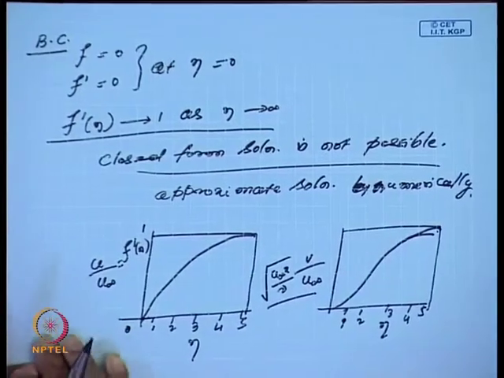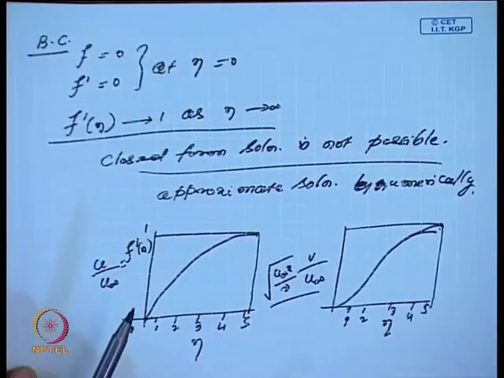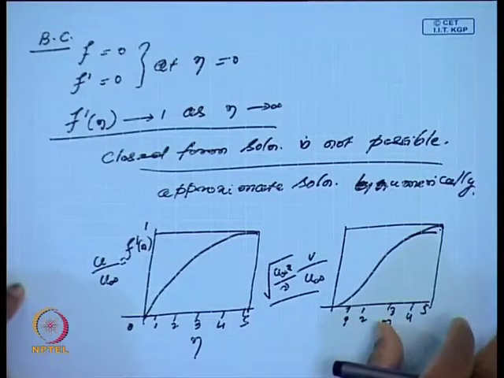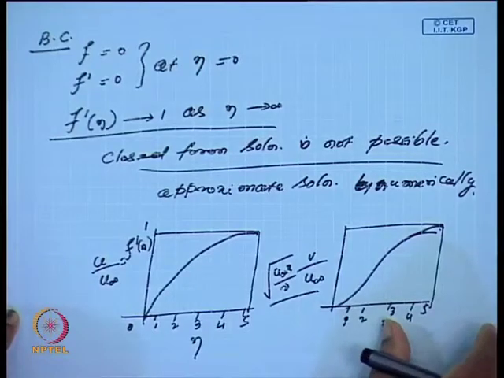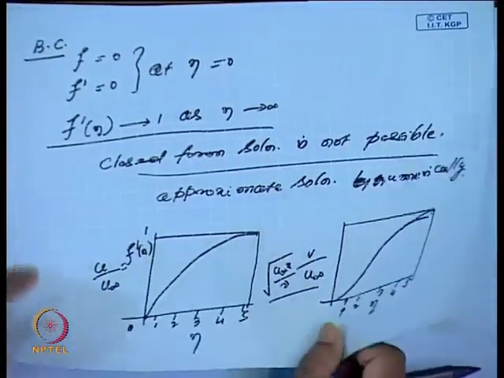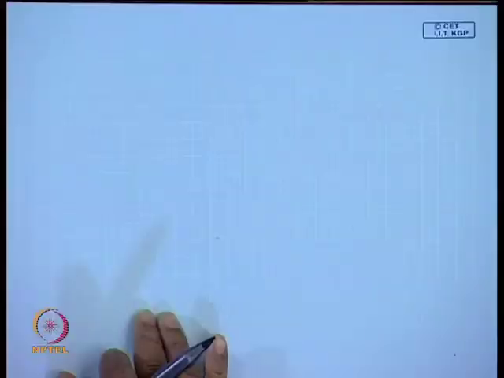Once we get u and v, we can also get the shear stress, skin friction coefficient and other physical quantities of interest, again numerically. This is one of the famous examples, known as the Blasius solution, which is obtained by the use of the similarity theory.